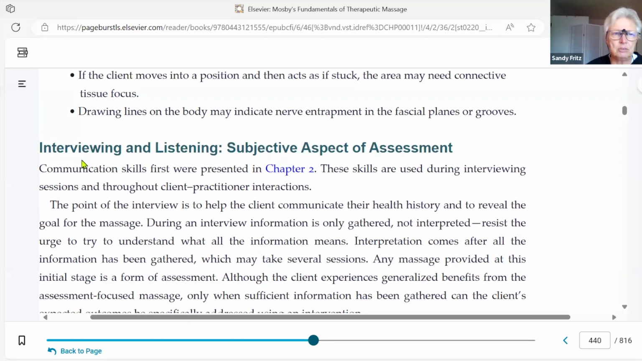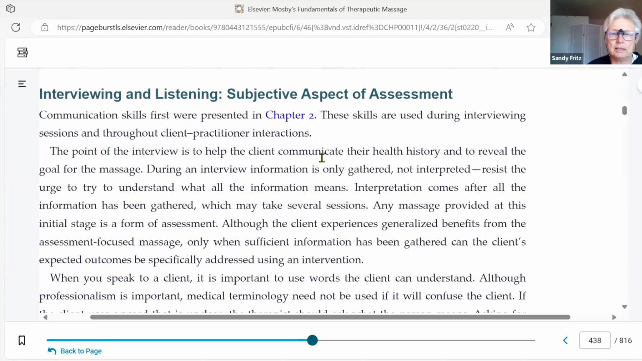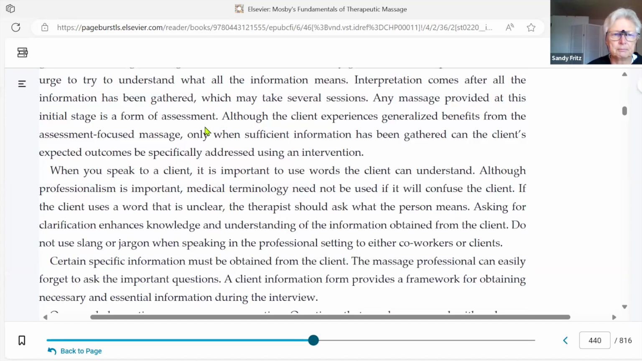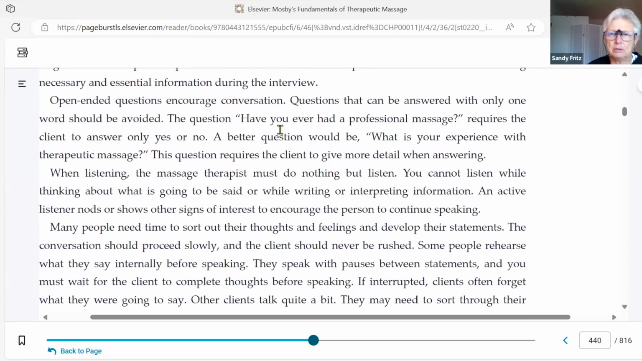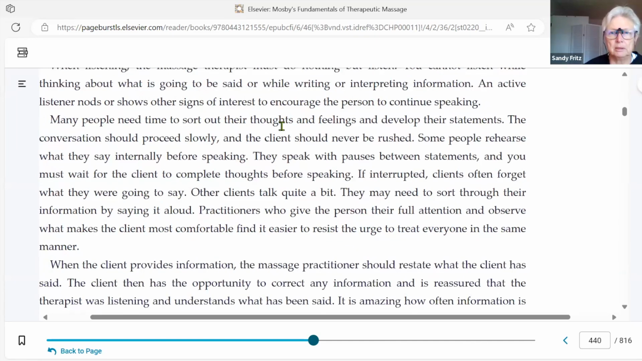So you do need to learn to talk therapeutically with a client. And communication skills take us back to chapter 2. In chapter 2, I suggested that people get additional training in communication skills and effective listening and establishing rapport.